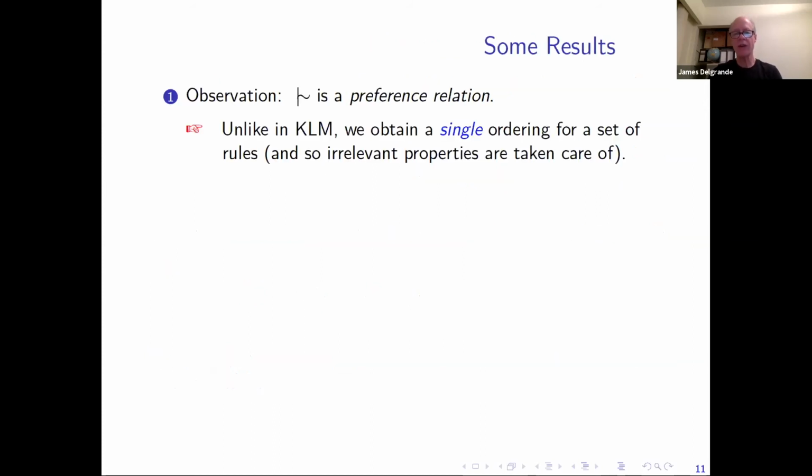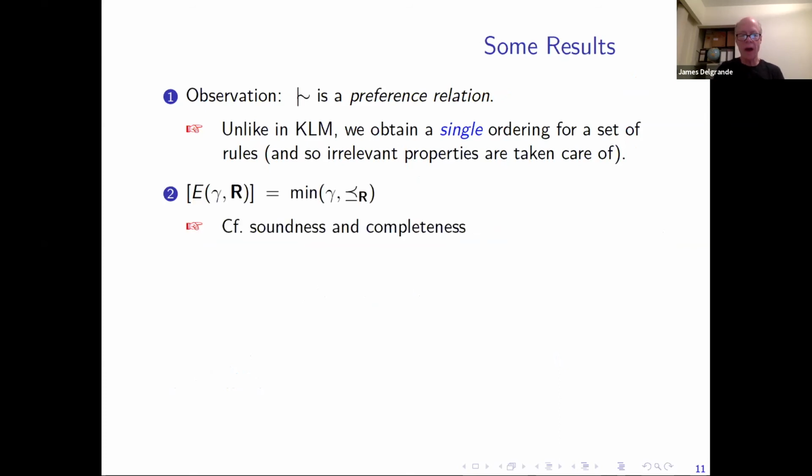Okay, a few results. We can observe, it's a pretty trivial observation, that snake is a preference relation. But unlike the KLM approach, we have a single ordering for a set of rules. So among other things, irrelevant properties are taken care of. We have the result promised earlier: the set of models of this formula for a given gamma is exactly the minimum gamma worlds in this preference ordering. So a result comparable to soundness and completeness, or if you like, a representation result.